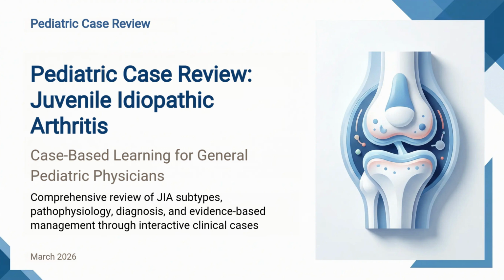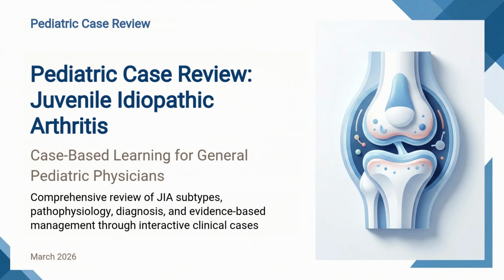Today's lecture is a comprehensive case-based review of juvenile idiopathic arthritis, designed for general pediatric physicians. We will work through 15 carefully selected clinical cases covering all major subtypes, pathophysiology, immune mechanisms, evidence-based diagnostic approaches, current treatment algorithms including biologics, and critical complications such as uveitis and macrophage activation syndrome. This lecture was prepared in March 2026 and reflects current clinical guidelines.